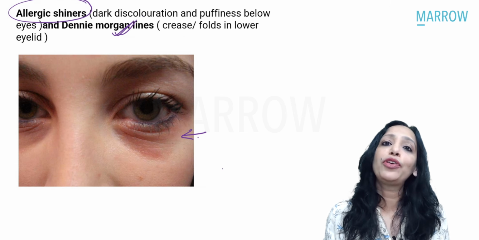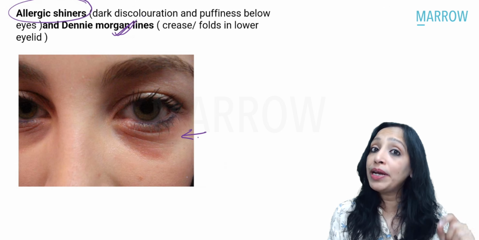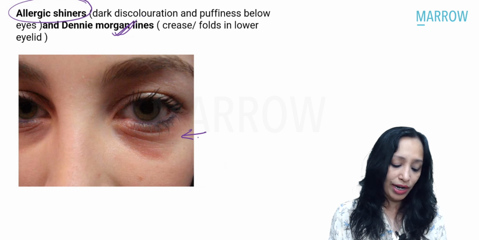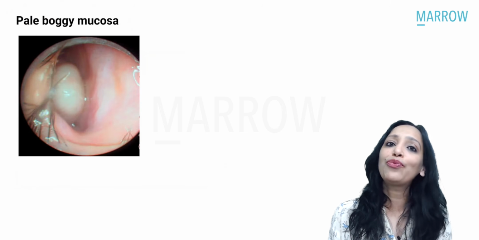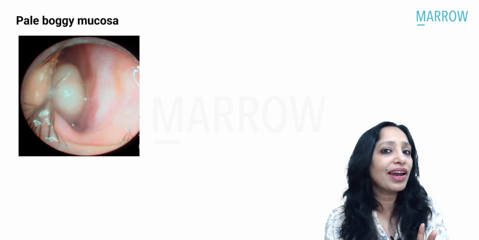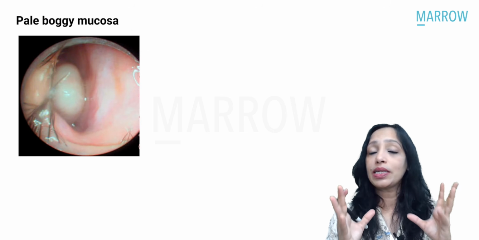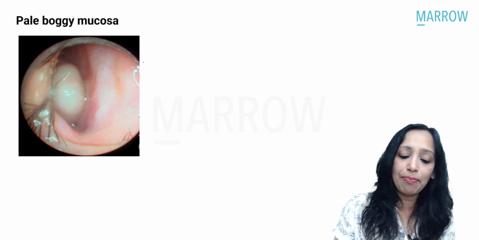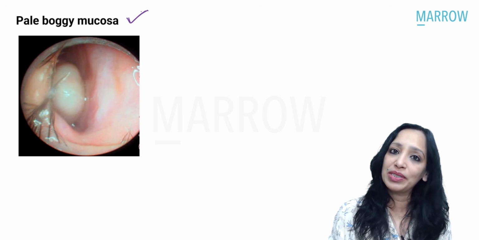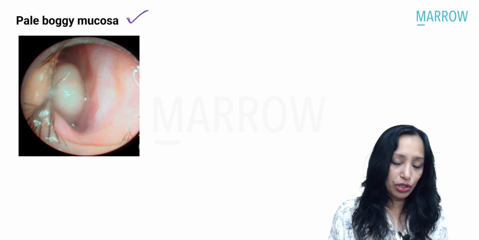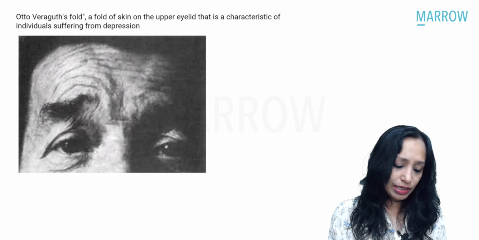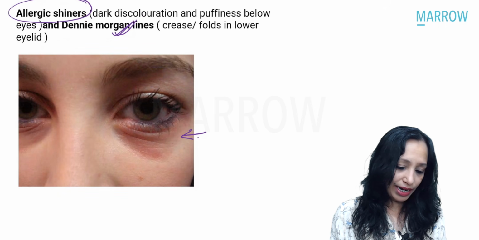Again, a very important feature of allergic rhinitis that has been a repeated question in your exam is on anterior rhinoscopy. How do you differentiate allergic rhinitis from vasomotor rhinitis? In allergic rhinitis, always the mucosa inside the nose on anterior rhinoscopy is a pale, boggy mucosa, right? So these are the features of allergic rhinitis.